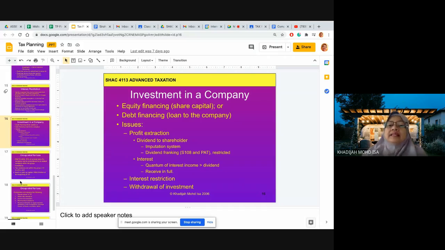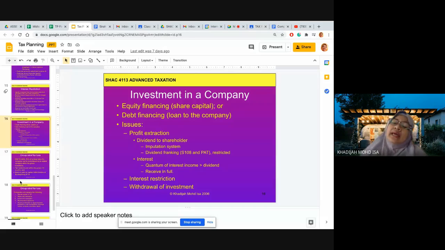So the option is either you go for equity financing or what we call debt financing. Equity financing means that you use the extra cash that you have, you buy shares in another company, right? Kalau debt financing, it means that you extra money, you pergi bagi orang pinjam duit you, right? So you give loan to other companies. So this loan normally is within the same group of company lah. And normally a holding company lah, normally yang akan bagi loan to dia punya subsidiaries.